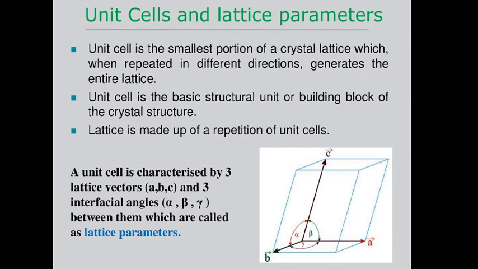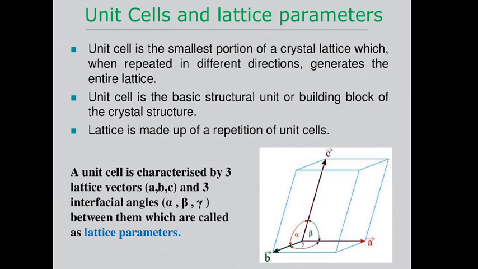As I said, there are 14 varieties of the Bravais lattice, and these 14 varieties have different lattice vectors a, b, c as well as different angles between them, that is alpha, beta and gamma. Between b and c it's alpha, between b and a it's gamma, and between a and c it's beta. So all these three angles and these three vectors, a, b, c, make 6 lattice parameters.